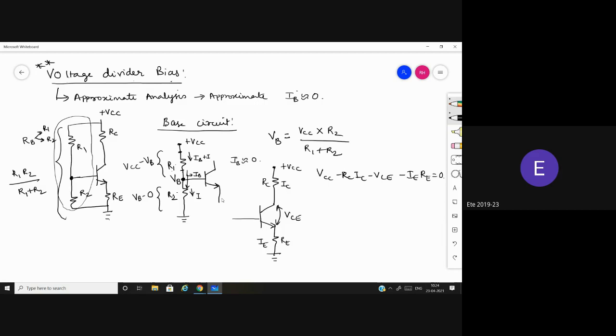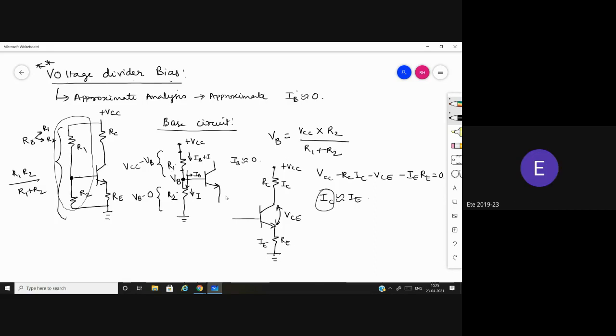Now, in order to find out, we know that since IB is approximated as 0, we take IC approximately equal to IE. But to find out the Q point, obviously we need IC, right? Without IC, we cannot find the Q point. So we need the IC value.